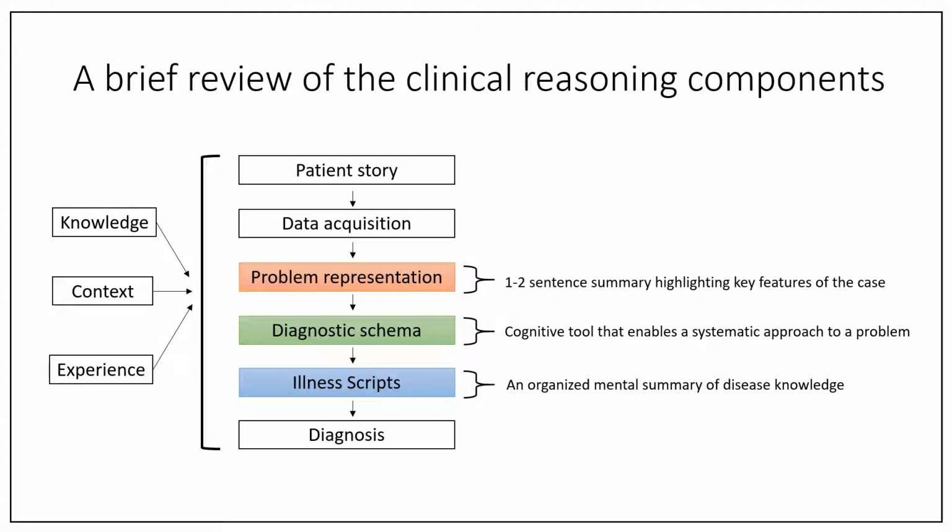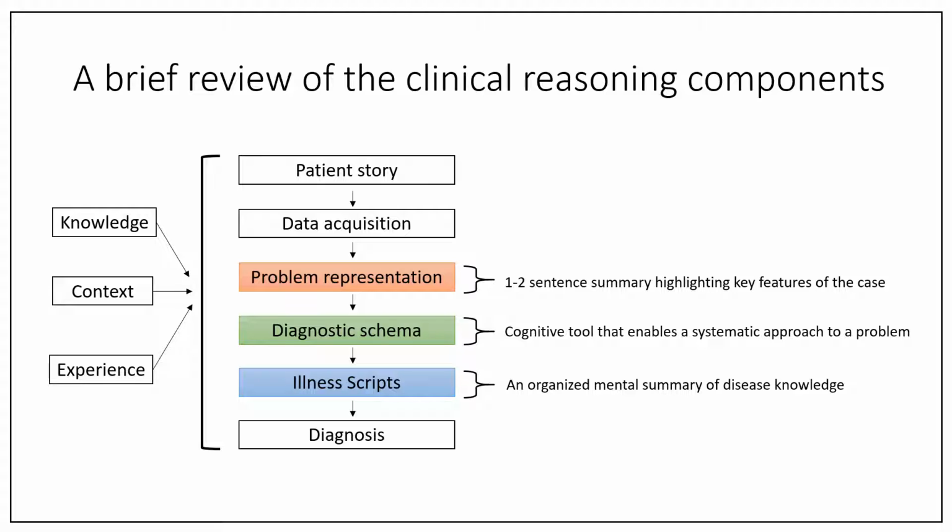Recall that problem representation utilizes semantic qualifiers, which are paired opposing descriptors, such as bilateral versus unilateral or acute versus chronic, and includes the who, when, and what of a patient's case. The second component is diagnostic schema. Schema are cognitive tools that enable a systematic approach to a given clinical problem. I personally like to think of them as different frameworks. Some examples that we discussed previously included the organ system approach, vitamin deck, and anatomical or physiological constructs, although there are many other different kinds of schema.